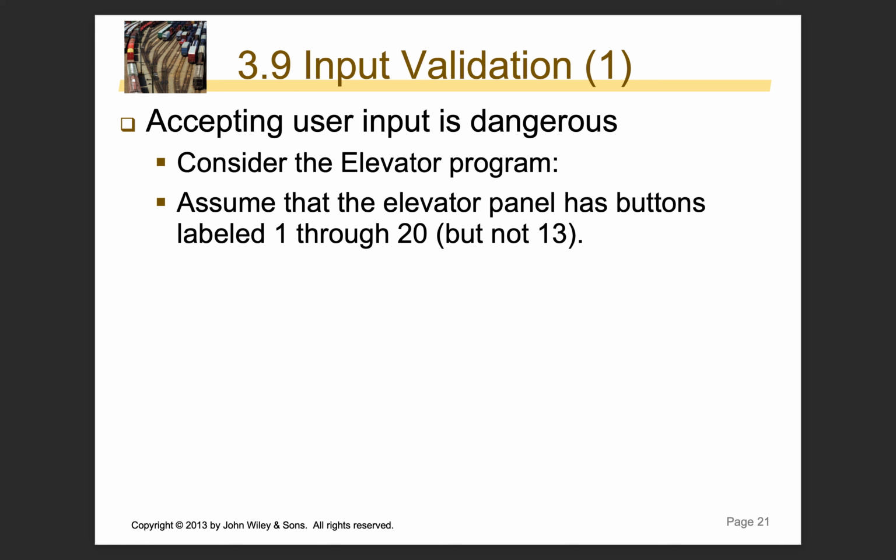So accepting user input can be quite dangerous. If we consider the elevator program, this is probably from session 2, we can assume that the elevator panel has buttons labeled 1 through 20. We're going to get the user to enter a value. The user can enter any value they want, but we don't really want them to enter 13 because there's no 13th button because we're superstitious. And it seems a bit weird if they enter a value greater than 20 because we only have 20 floors, and they really shouldn't be able to enter a value less than 1. There's no -7th floor. Maybe our building doesn't have basements and things like that.